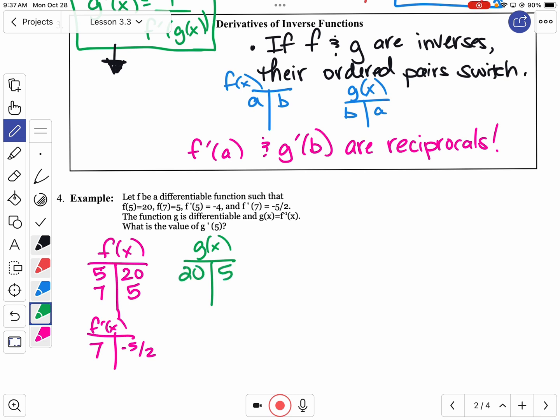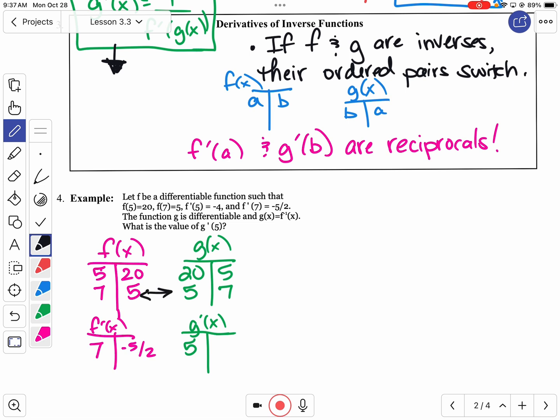20 and 5. 5 and 7, okay? All right, so it's asking me about g prime at 5. Why did they ask me about g prime at 5? Yeah, because those are those inverse match points, okay? 7, 5 matches 5, 7.